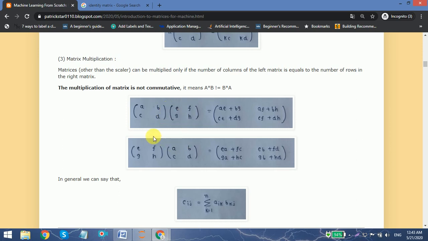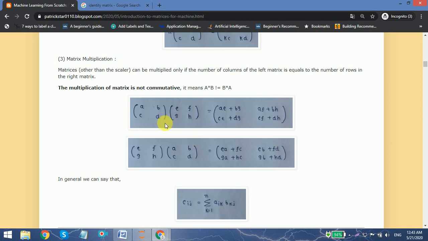Okay, so we go like this. We take the first row and the first column for this point, and for this point we go first row and second column, and for this point we go second row first column, and for this point we go second row and second column.